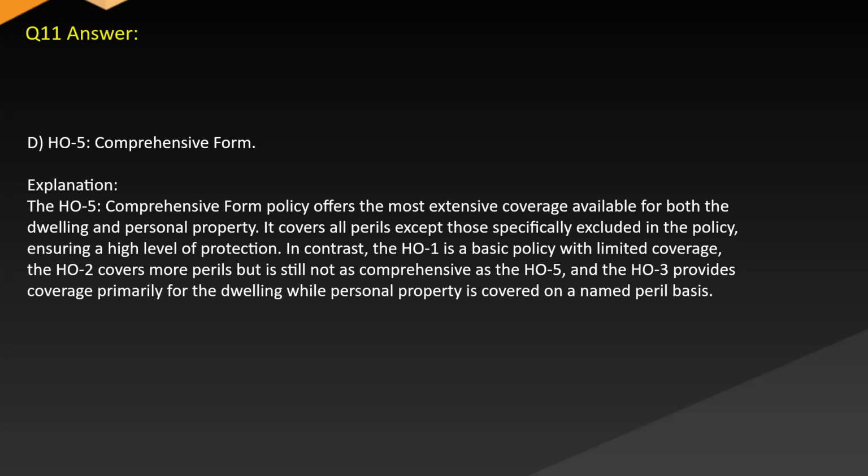Answer: D. HO5, Comprehensive Form. Explanation: the HO5 Comprehensive Form policy offers the most extensive coverage available for both the dwelling and personal property. It covers all perils except those specifically excluded in the policy, ensuring a high level of protection. In contrast, the HO1 is a basic policy with limited coverage. The HO2 covers more perils but is still not as comprehensive as the HO5, and the HO3 provides coverage primarily for the dwelling while personal property is covered on a named peril basis.